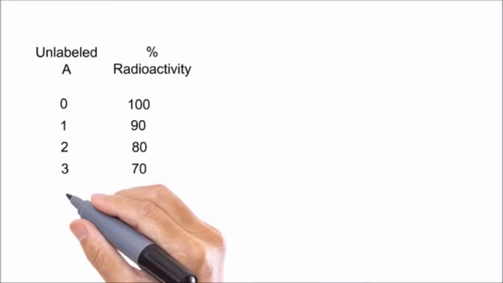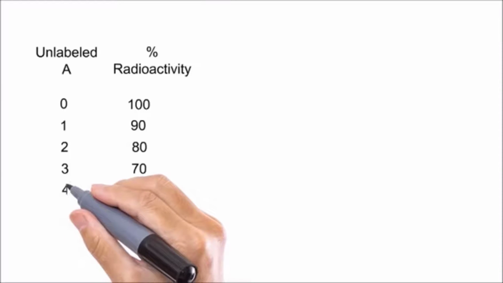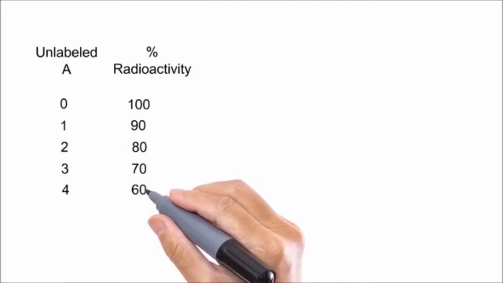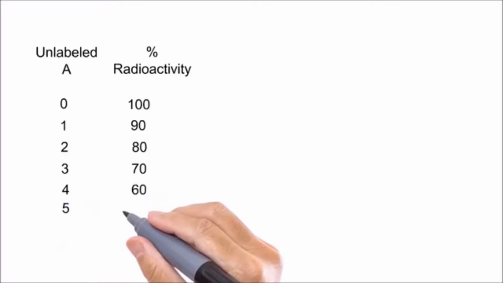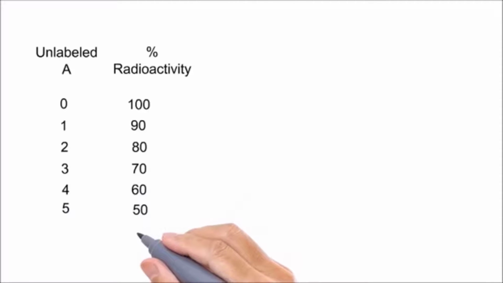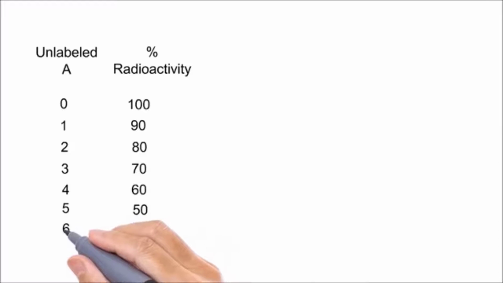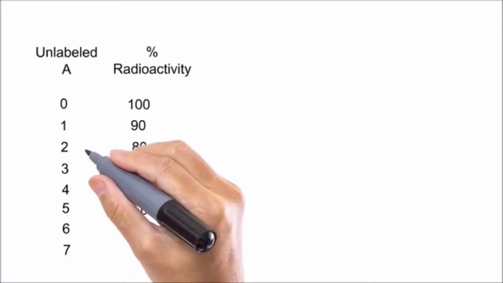So every time we have to keep on increasing the concentration of unlabeled antigen and monitor the decrease in the radioactivity. So let me write the whole data here. So for 4, 60, for 5, 50, 40, 30. This is just an example. The actual values will be different.